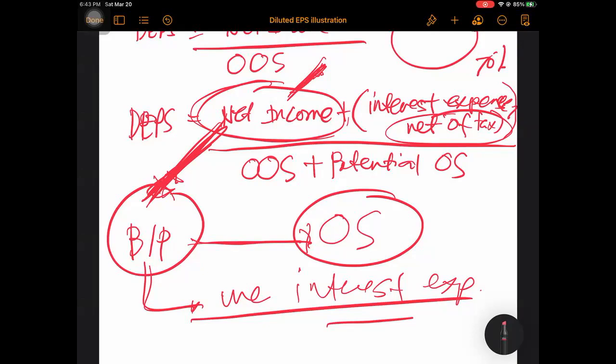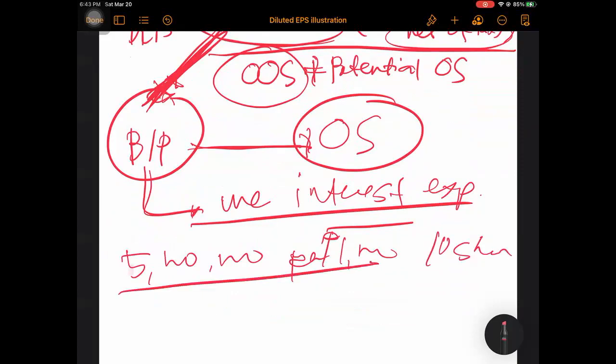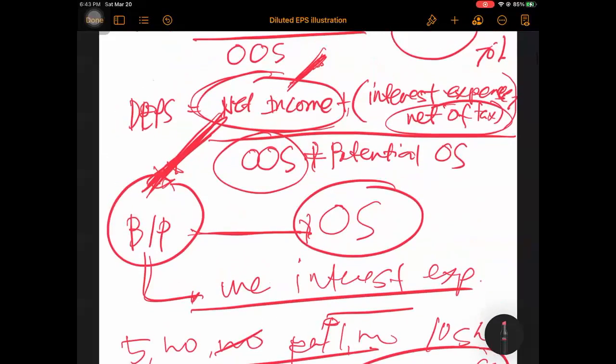Of course, the original outstanding ordinary shares plus the potential ordinary shares. Let's say, for example, this 5 million bonds payable, where each 1,000 pesos can be converted into 10 shares. That's 5 million divided by 1,000, so you have 5,000 bonds times 10 shares, which is 50,000 shares. So if it is converted into 50,000 shares, we add the 50,000 shares.